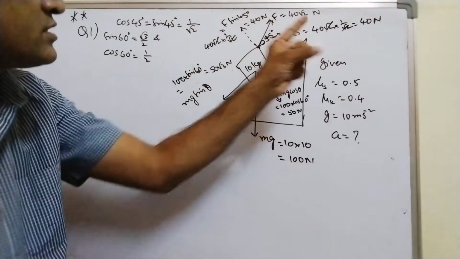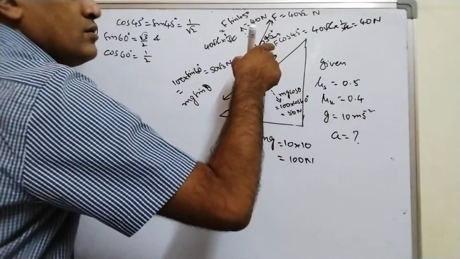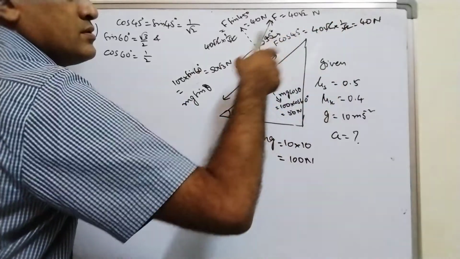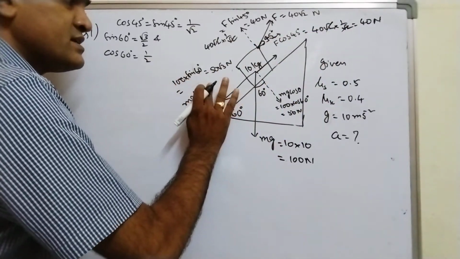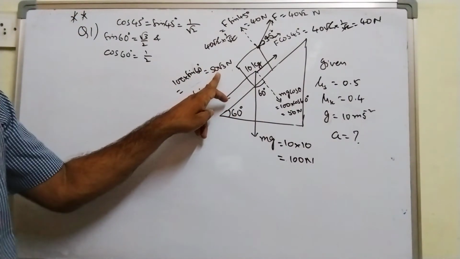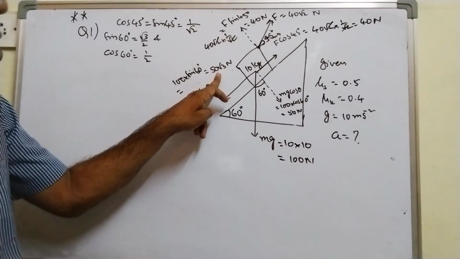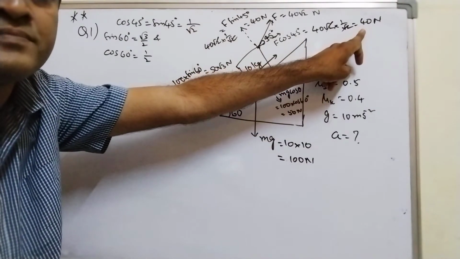In this direction, what is the force we have? 40 Newton. What about the value of mg sin theta? Mg sin theta, how much did I get? 50 root 3 Newton. Is this 50 root 3 Newton greater than 40 Newton or not?